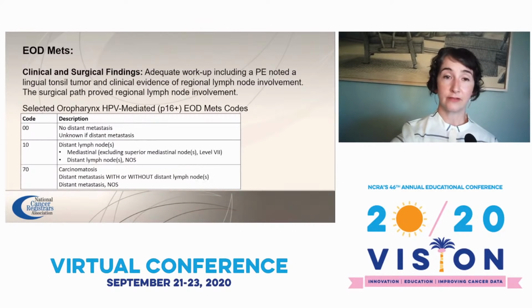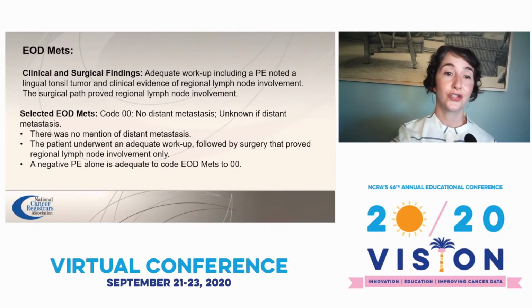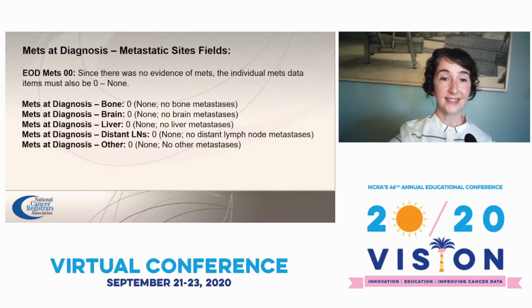For EOD METs, we have clinical and surgical findings again. There was adequate workup, including a physical exam that noted a lingual tonsil tumor, and clinical evidence of regional lymph node involvement. The surgical path proved only regional lymph node involvement. So our selected EOD METs code is 00. There was no mention of distant metastasis. There was an adequate workup followed by surgery. And again, a negative physical exam alone is adequate to code EOD METs to 00. Since EOD METs was coded to 00, the individual METs fields must also be coded to 0 or none for this case.